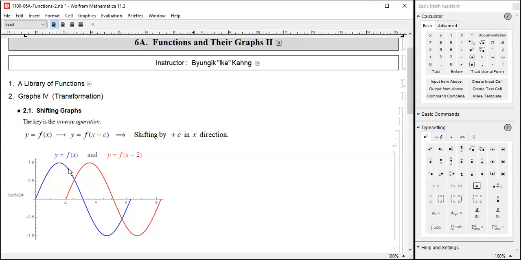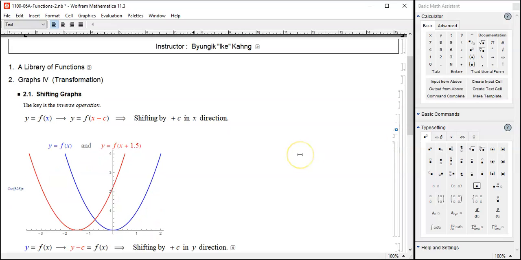Were you able to follow it? If you are a normal student, then probably you weren't able to follow that. That's okay. That's why I'm emphasizing inverse operation, so that everybody can understand. If you're moving plus c in x direction, remember inverse operation, you do x minus c. So we have 2 units in the x direction to the right. We have x minus 2 in this example.